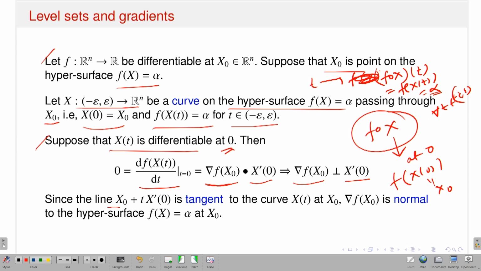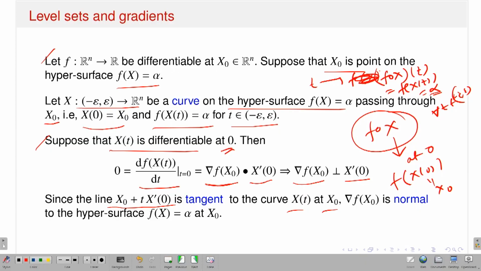Now note that the line x naught plus t times x prime of 0 is the tangent to the curve x(t) at x naught, because x naught plus t times x prime of 0 is a line, right? It's a line with direction x prime of 0. That line is actually a tangent to the curve on the hypersurface at the point x naught. So I have a hypersurface, I have a curve, I have a point, and I have a tangent, which is nothing but the line x naught plus t times x prime 0, a tangent to the curve x(t) at the point x naught.